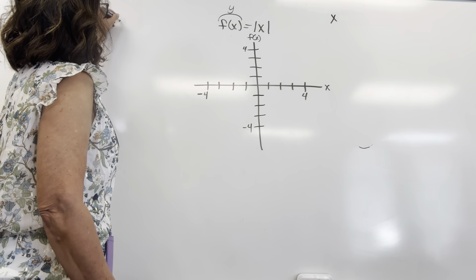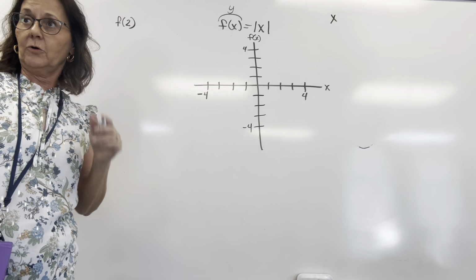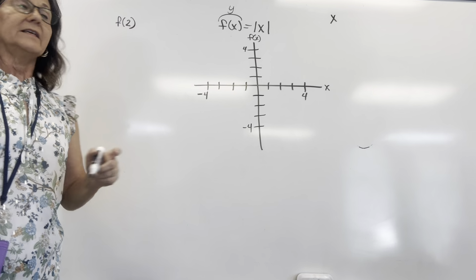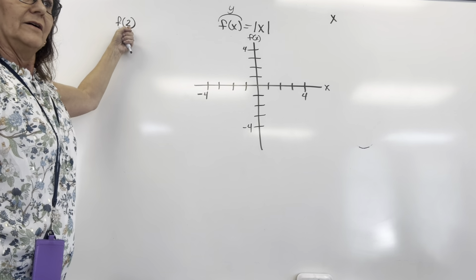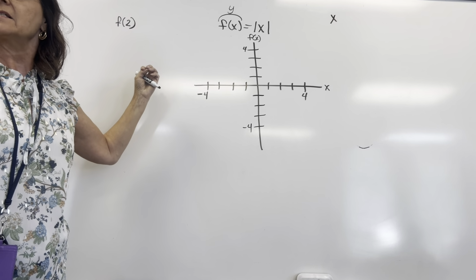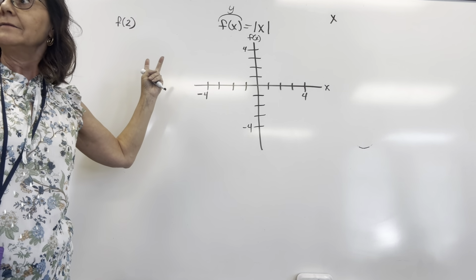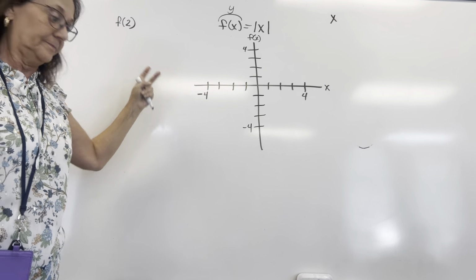Now if I wrote f of 2, everybody listening? We're going to get to function notation later. This says when x is 2, what is y? That's what that's asking. When the value of x is 2, what is y? Got it? Does everybody understand that?